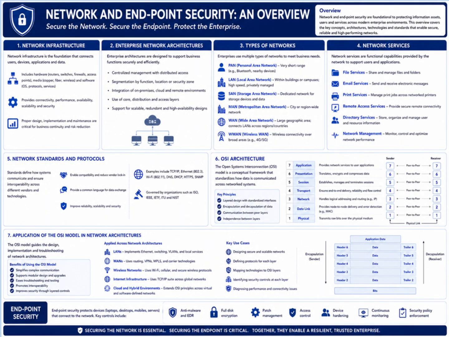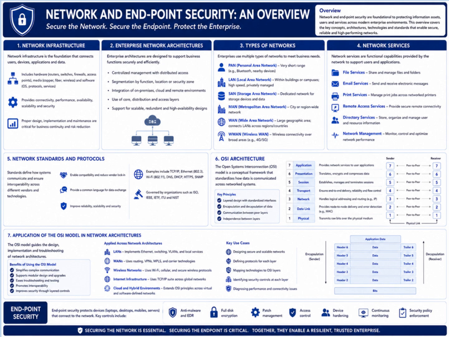Network and endpoint security form the foundation of protecting modern enterprise environments. Organizations rely on secure networks to connect users, systems, applications, cloud platforms, and data, while endpoint security protects the devices that access those resources. The slide begins with network infrastructure, which includes routers, switches, firewalls, wireless access points, communication links, and the protocols that allow systems to communicate securely and efficiently.